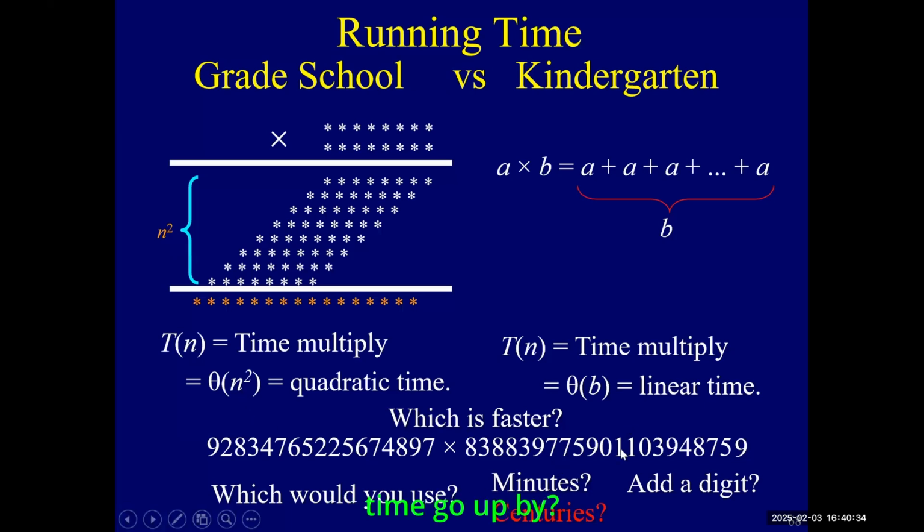How much does this time go up by? Ten times. Your running time just went up 10 times. Which do you prefer? 10 times is bad. What things go up exponentially? What things go up 10 times? Exponential functions, right? So that comes down to why this is an exponential time algorithm.